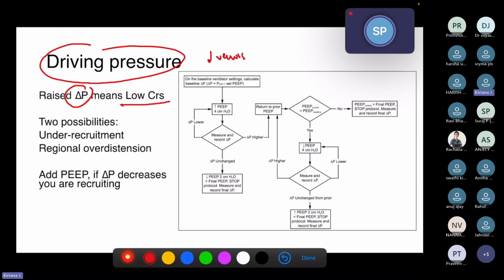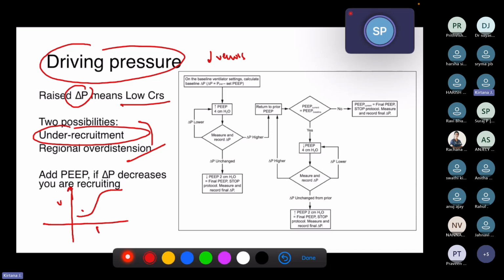Now the compliance of the lung can be low because of two things. Either the amount of lung available for ventilation is low, that is, the lung is not recruited and a portion of the lung is not contributing to ventilation, so there is under-recruitment, or the second possibility is that the lung has been over-distended, and because of this the compliance is low. We are all aware of the physiology curve that we used to see, the volume versus pressure curve, and we used to plot this curve like this.